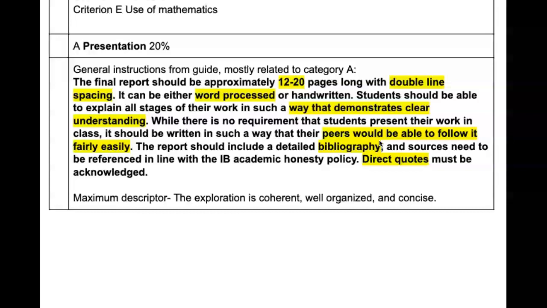So that's not your peers, right? That would be 10th graders, students who have not learned that concept yet. So I often say that you should be explaining things as if you were talking to a sophomore.